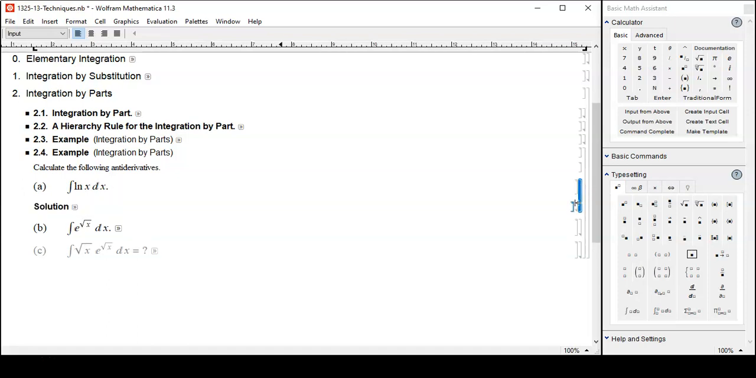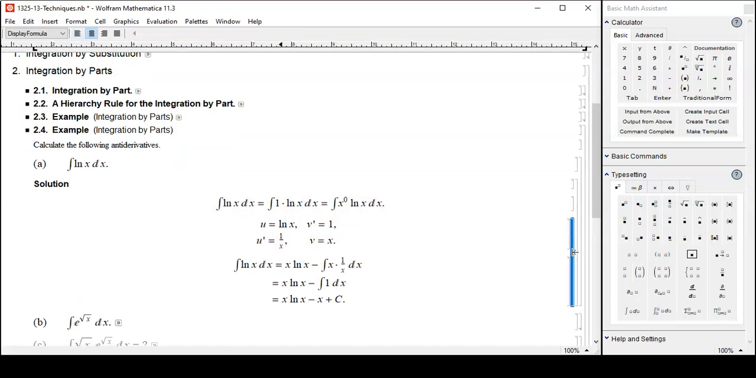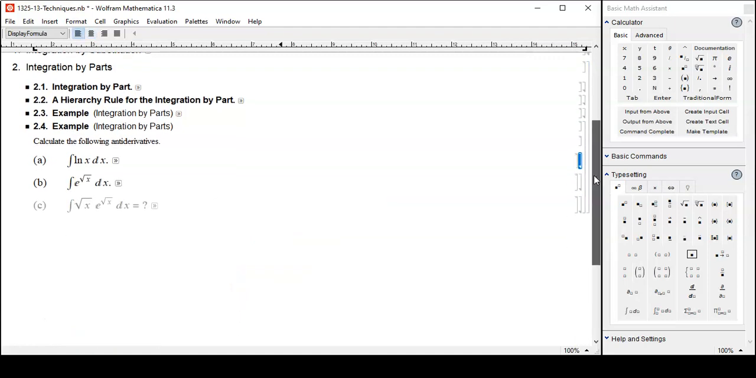What did I do here in my answer key? Yes, it's the same thing. And then u prime v, and then apply the integration by parts formula. And let's align these. Okay, how about the next problem here?